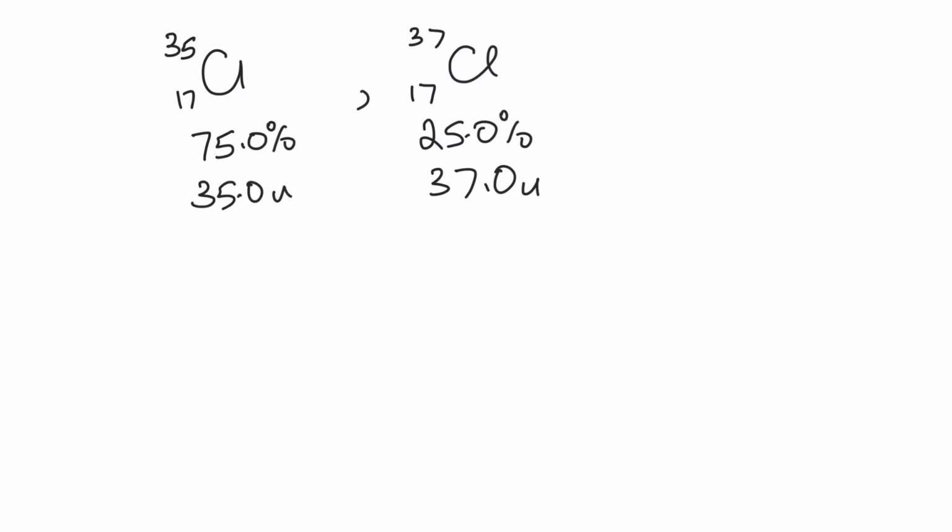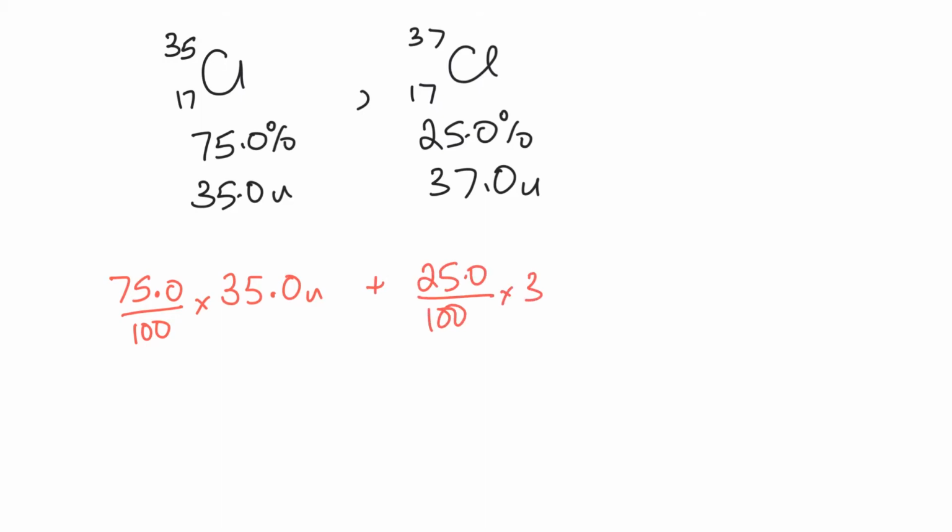So let's multiply things up. We have the chlorine 35, so that is, oh wait, I said we start with a percentage, so 75%. Got to remember that: 75 over 100 times the mass, so that's 35 u, plus 25% times the mass, that's 37 u. And if you add all this up, you should get 35.5 atomic mass units.